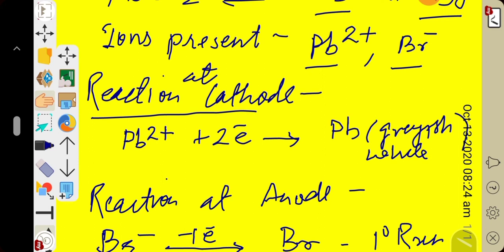Always remember one trick or mnemonic I am telling you: RED CAT means reduction takes place at the cathode. We all know the cathode is an electron-rich electrode. So here the cathode provides electrons to Pb2+ so that it can form neutral Pb metal. So cathode is responsible for reduction. Red means reduction, cat means cathode. So after reduction, Pb2+ is converted into Pb metal, and at the cathode grayish white Pb metal is deposited.